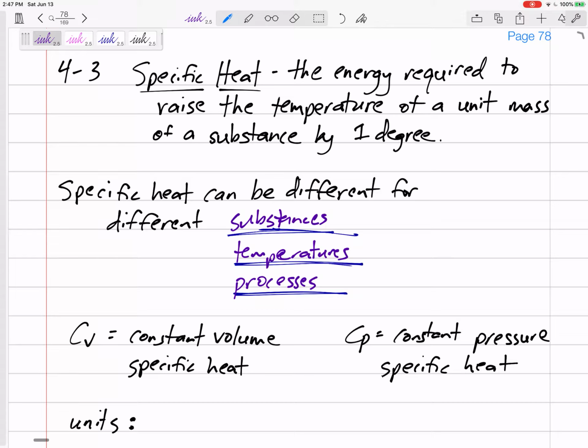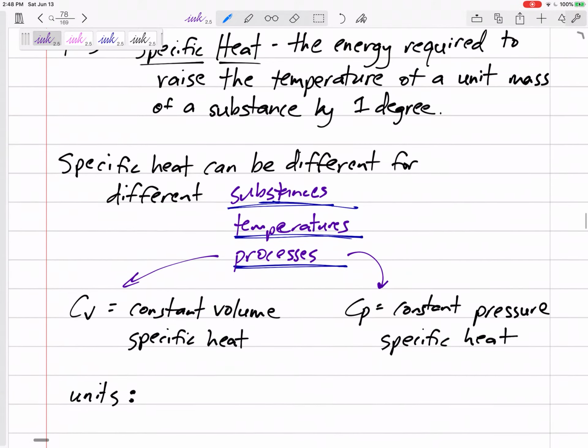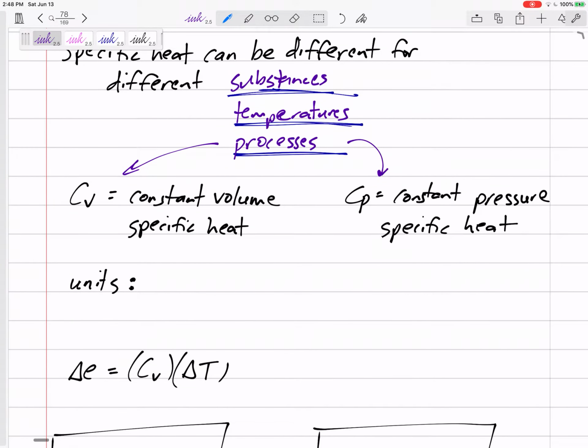The amount of energy needed to raise something 1 degree in a rigid tank might be different from the amount of energy needed to raise something in a piston cylinder device. You could imagine it takes more energy to raise the substance 1 degree in a constant pressure process, because, remember that boundary work, it takes energy to move the boundary. So we have a constant volume specific heat and a constant pressure specific heat, and they will be different.